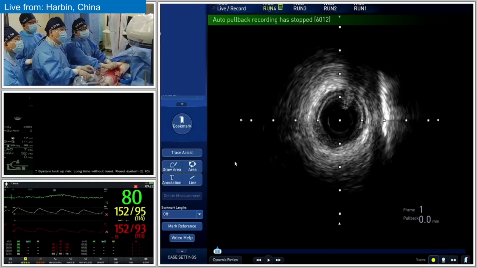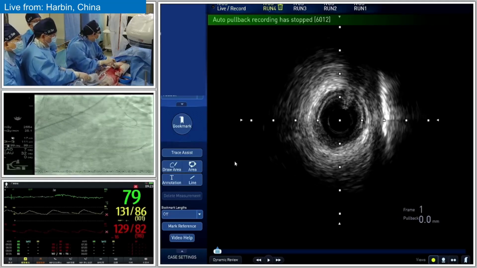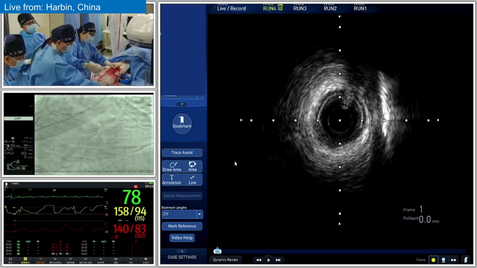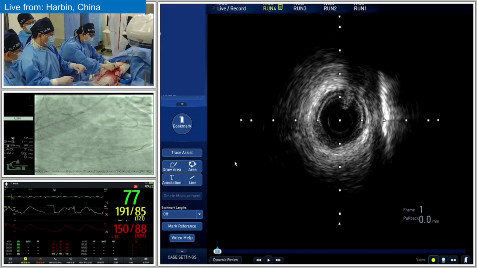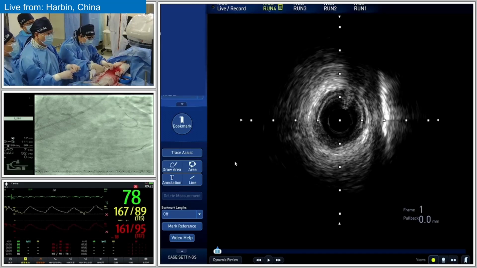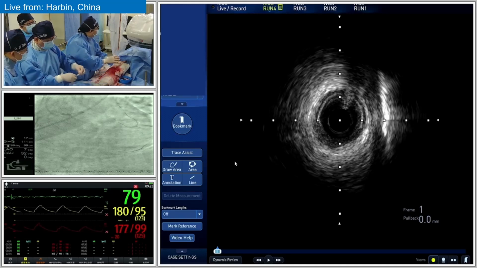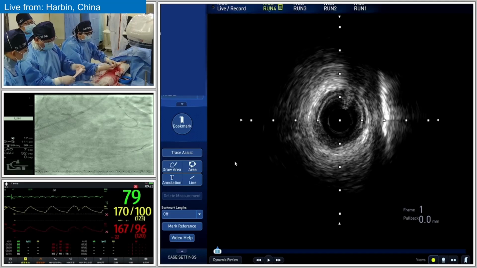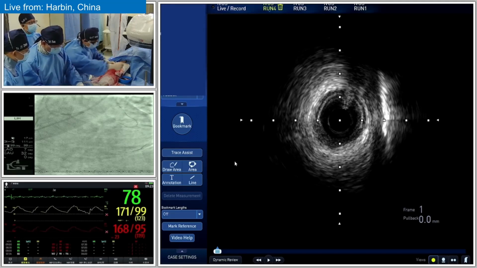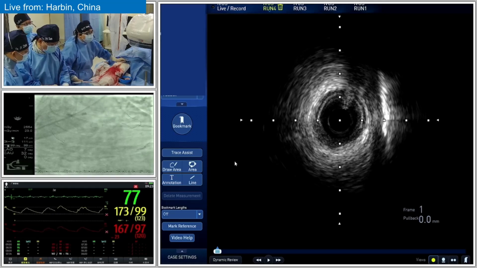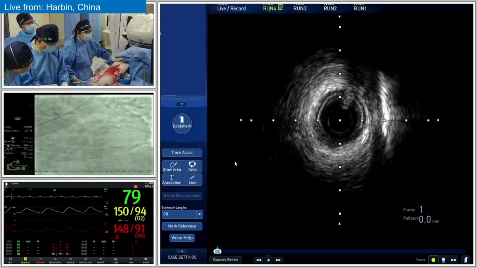I think DEB may be a good choice. And next we will pre-dilate the lesion again with a cutting balloon.